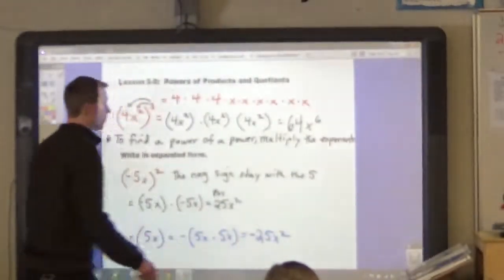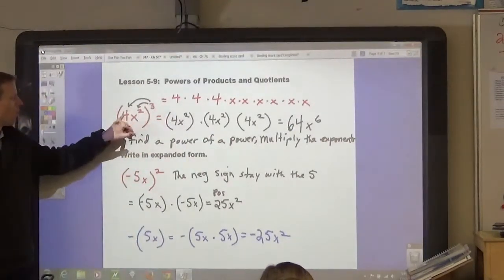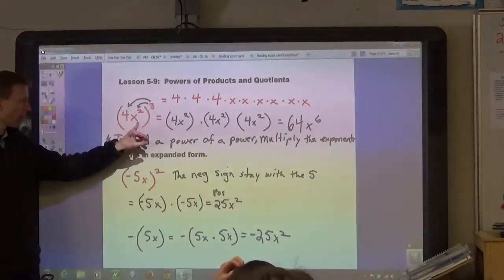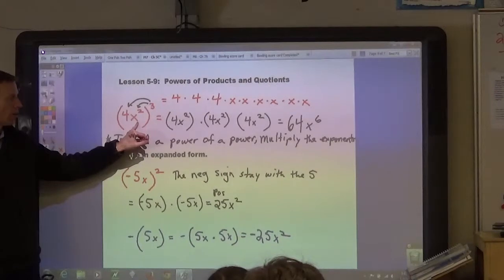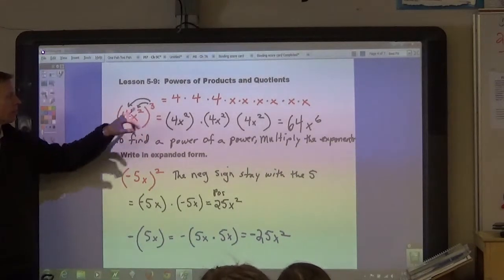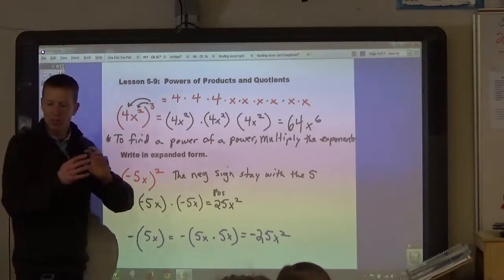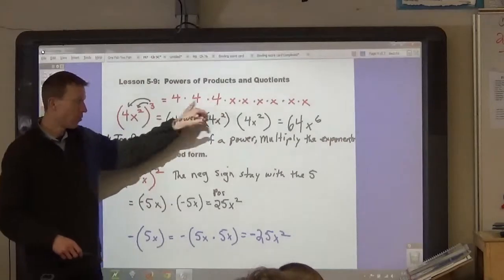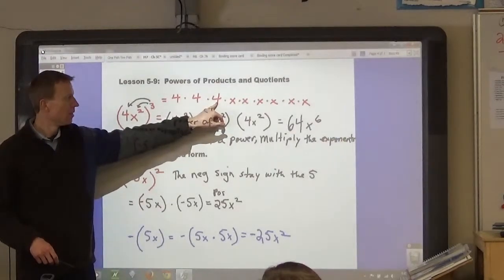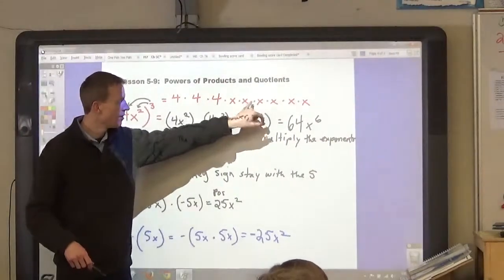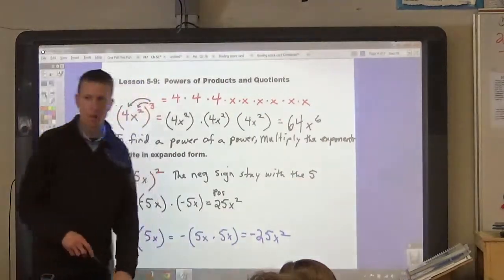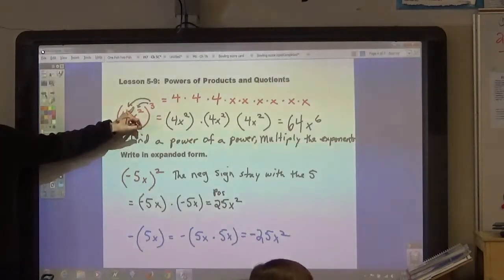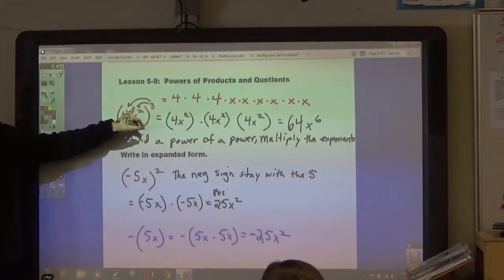Okay, look at it this way. If you have 4x squared to the third power, that means you're multiplying 4x squared times 4x squared times 4x squared. Okay? Or, if we switch the order of that because of the commutative property, then you've got 4 times 4 times 4 times x squared times x squared times x squared. Right? So if you just multiply the third power times the squared power, Keyshawn, what do you get?